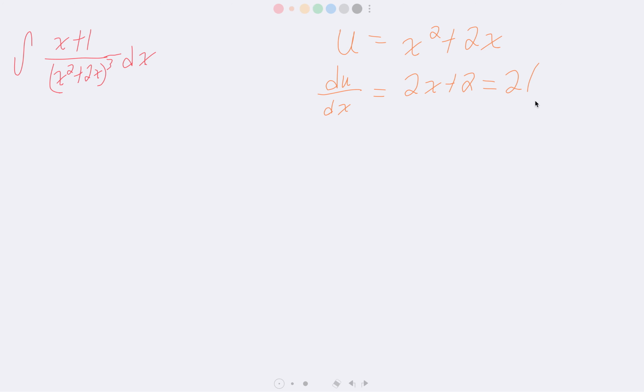And pause the video. Which variable should I use as u? Which part of the equation should I set as u? Assuming you've paused the video, I would do x squared plus 2x. And the reason I would do so is because when I take the derivative of this, du/dx, I'm going to get 2x plus 2, which in this step, I'm going to pluck out the 2, and I'm going to get 2 times x plus 1. I just rewrote this, okay? And therefore, dx equals du over 2 times x plus 1.